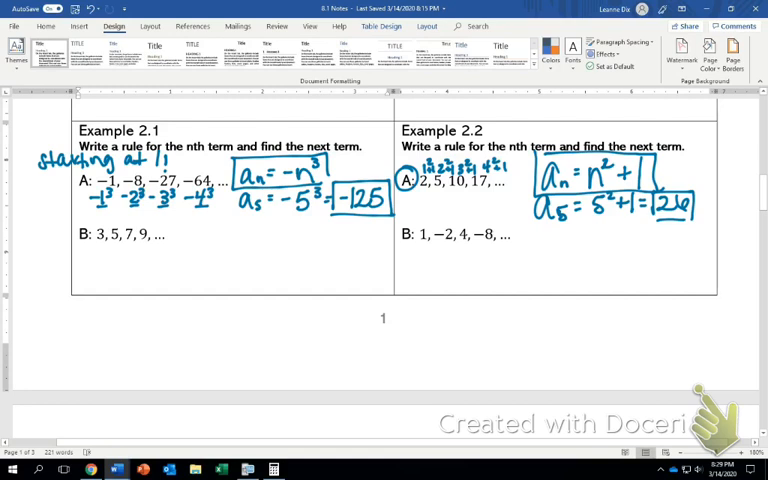All right, same idea with the next one. You have to ask yourself, what are you going to do? For example, 2.1b, what do you have to do to get to that first term?